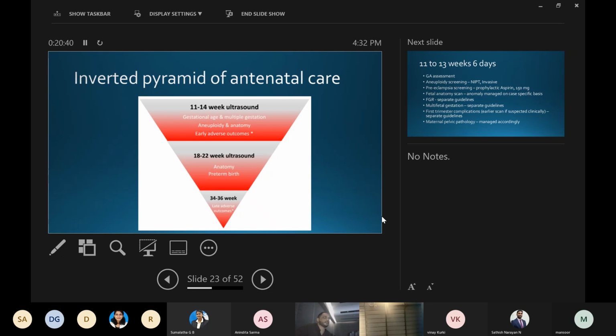Many people still keep saying that in first trimester we cannot see any anomaly. It is not like that. We have to do a proper anatomy scan in first trimester itself. And then the anomaly scan at 18 to 22 weeks, where we also screen for the risk of preterm birth by cervical assessment. And then the growth scan at 34 to 36 weeks to look for late adverse outcomes.